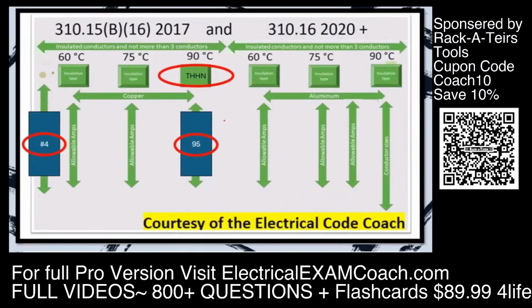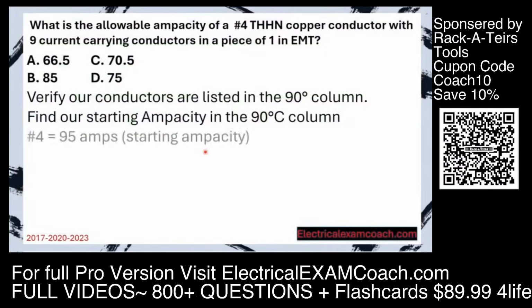We head to our primary ampacity table. It's wanting a number 4 conductor, so we start on the left-hand side. We're going to come over and tee off with the 90-degree C column, and we're going to find out that it is 95 amps. That's our starting ampacity. Now, we must check for demand factors.